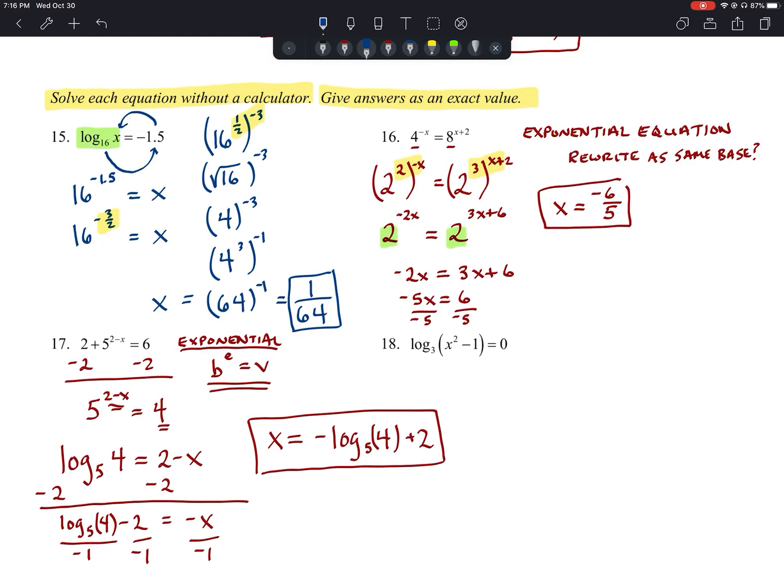All right, last one from this little part here. We got 18. Now we've got another log equation. And again, we only have one log on one side. So since this log is in its form where we've got a base, we've got a value, and it equals our exponent, and we don't have anything additional going on, let's just do our giant spiral to rewrite in exponential form. So 3 to the power of 0 should equal x squared minus 1.